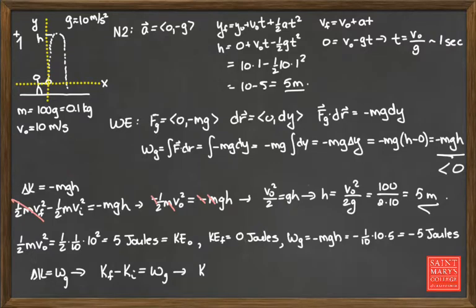Or that the final kinetic energy is the initial kinetic energy plus the work done by gravity. This was 5, this was negative 5, which makes this guy 0. Energy really is just an accounting problem. You started with 5 joules of energy. 5 joules of energy got taken away by gravity, so as a result you have 0 joules of energy left.